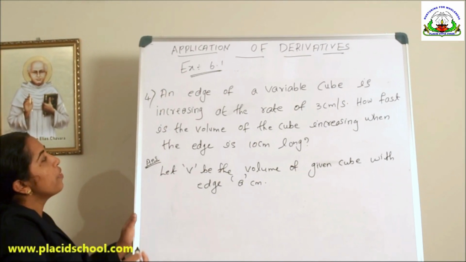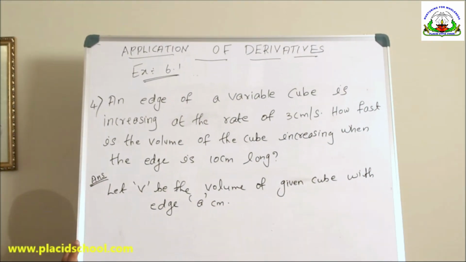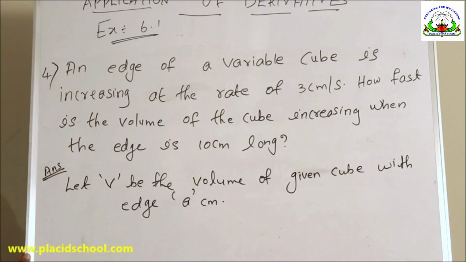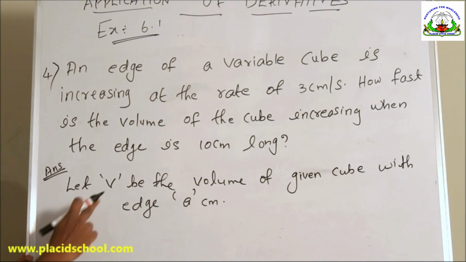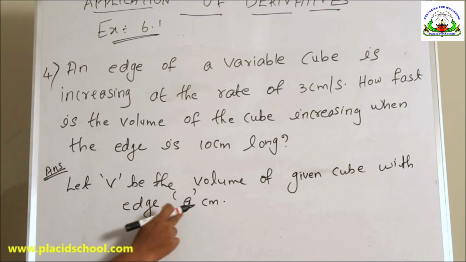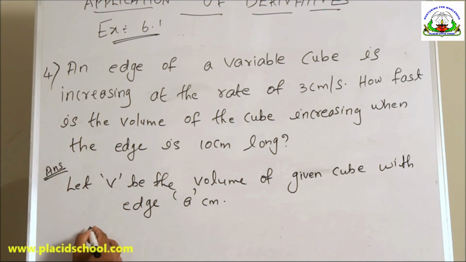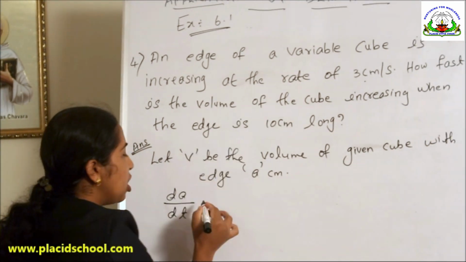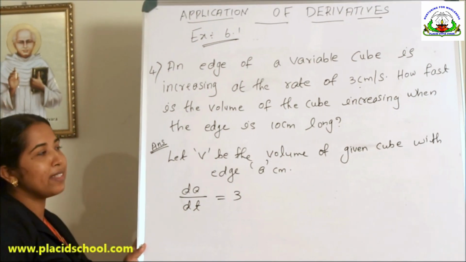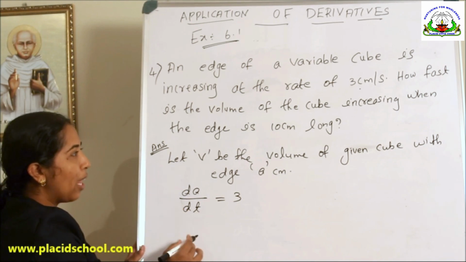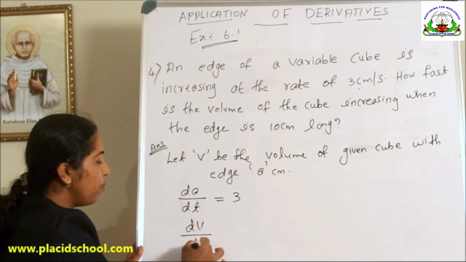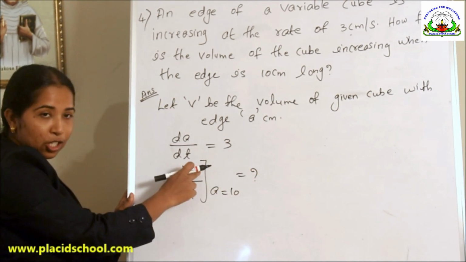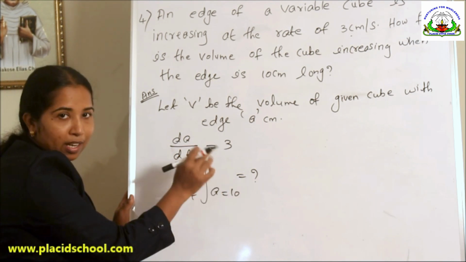Next, question number 4. An edge of a variable cube is increasing at the rate of 3 centimeter per second. How fast is the volume of cube increasing when the edge is 10 centimeter long? Let V be the volume of a given cube with edge a centimeter. According to the question, we are given that rate of change of edge with respect to time is 3 centimeter per second. So, da by dt is 3 centimeter per second. The question is to calculate the rate of change of volume with respect to time when edge is 10 centimeter.